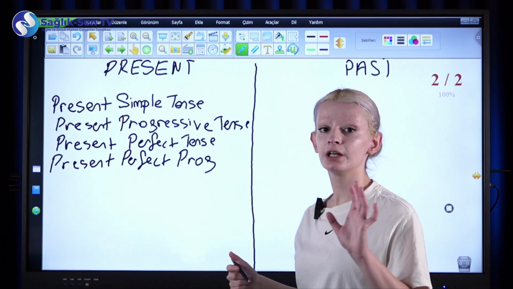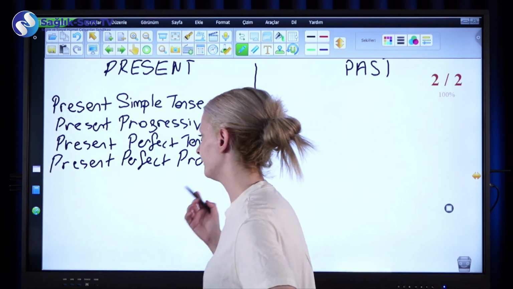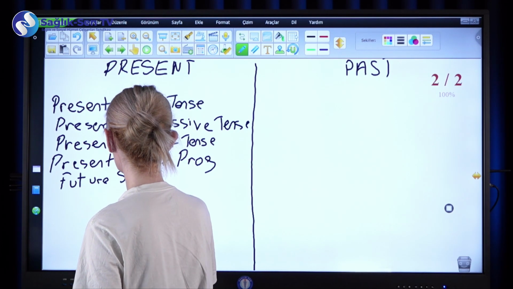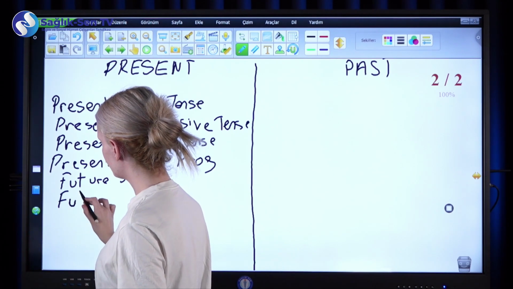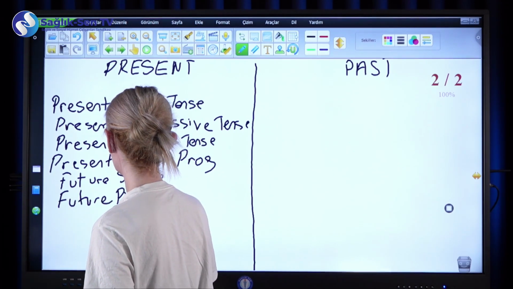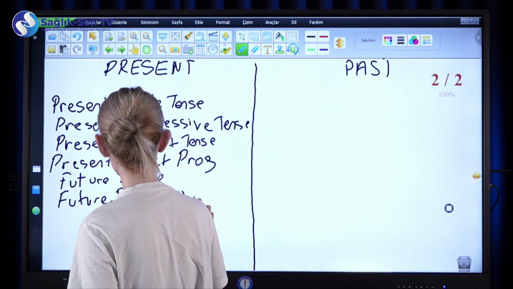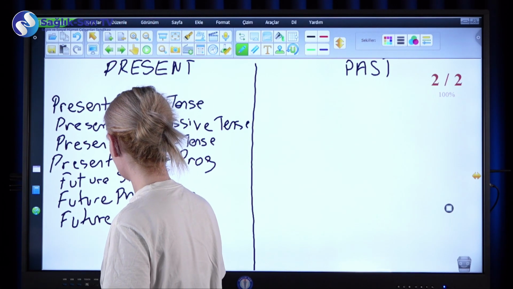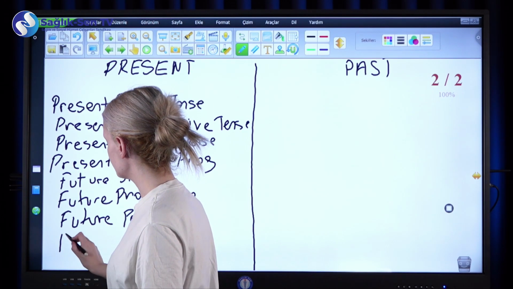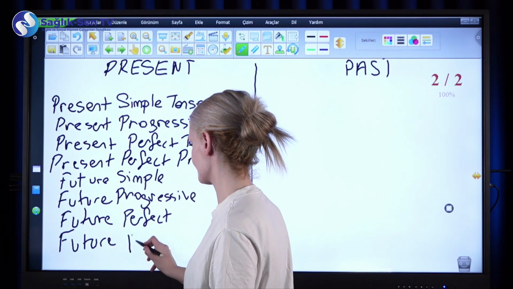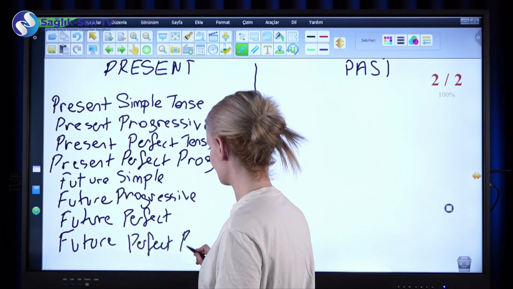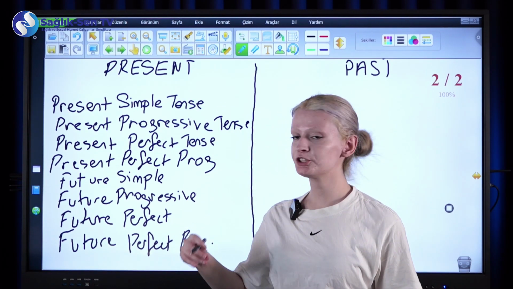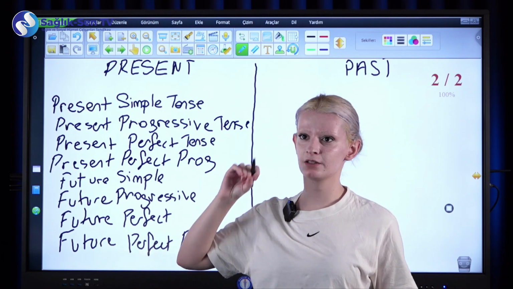Then we have our future tenses. For example, future simple, future progressive, future perfect, and future perfect progressive. This is very important because all future tenses belong to the present family.